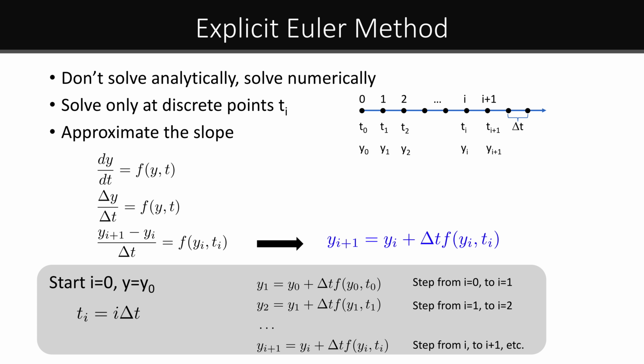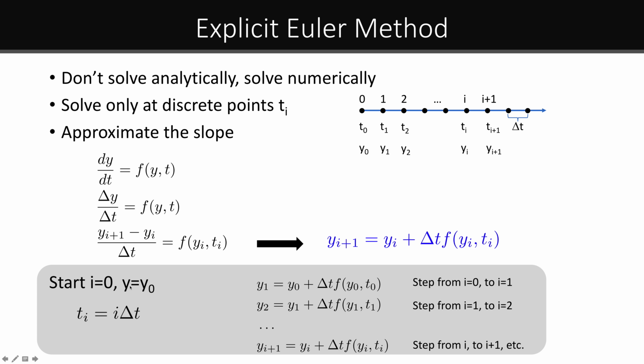So y_{i+1} is equal to y_i plus delta t times the slope evaluated at point i. We can interpret this as: to get to the next point, we start at our given point i, and then we step along the slope. This is also consistent with the first two terms of a Taylor series expansion about point i.